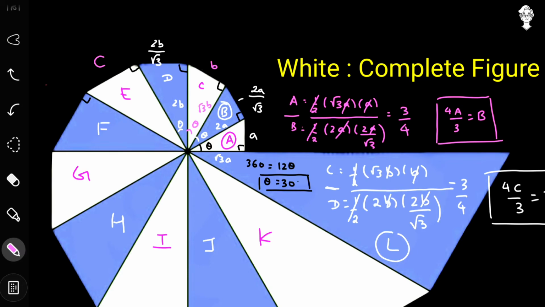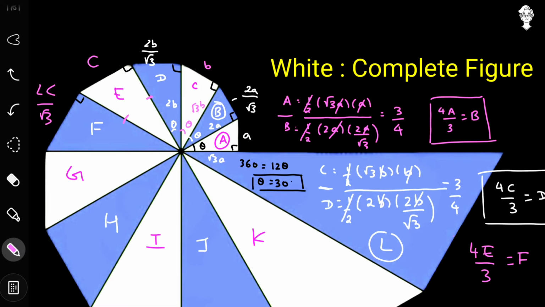The height of this blue triangle will be 2 times C upon root 3. The base of this blue triangle would be equal to 2 times C. The base of this white triangle would be root 3 times C. So as we can see, the variable has changed to C, but all the numbers are the same. So again we will get that 4 times E upon 3 is going to be equal to F. So here we have got F in terms of E.